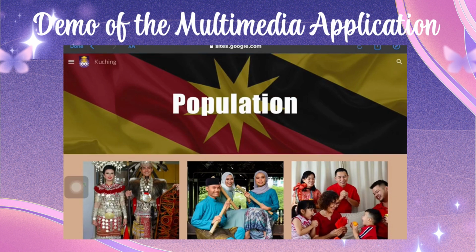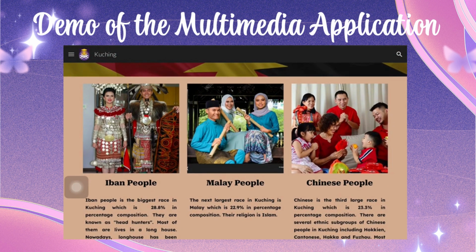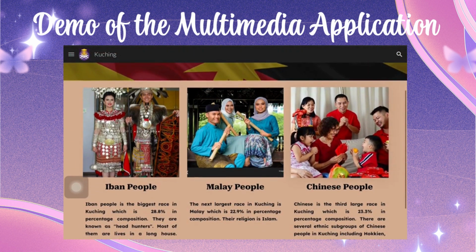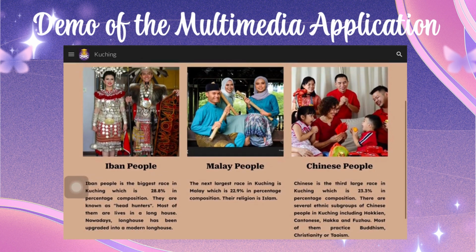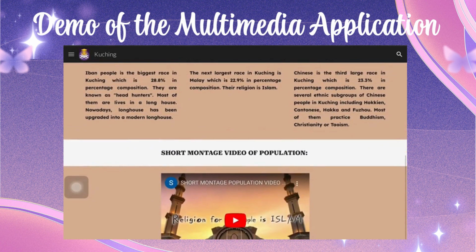In Kuching, there are three nations that the majority of people belong to. The first one is Iban, and the second and third are the Malay and Chinese people. We chose these three because the percentage of these nations is bigger than the others. The biggest one is the Iban, followed by the Malay, and the last one is the Chinese. When you scroll a bit down, there is a little description of the nations that we have researched. And when you scroll a bit further down, there is a short montage video of the populations.